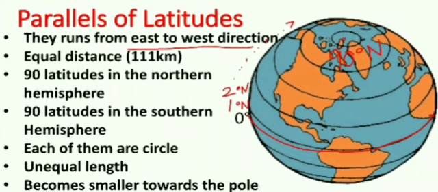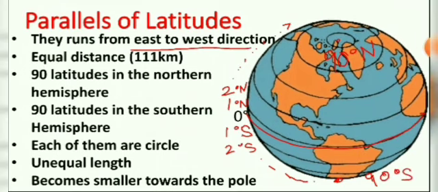The same goes for the southern hemisphere. A little below the equator we mark it as 1 degree south, 2 degrees south, and the extreme point or the extreme latitude is 90 degree south.